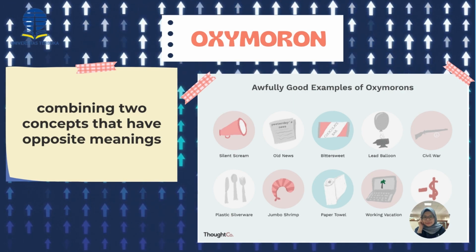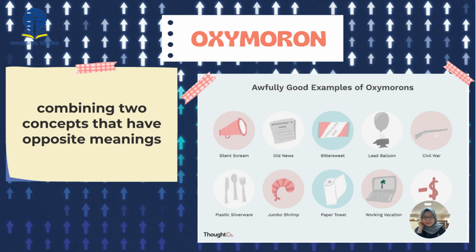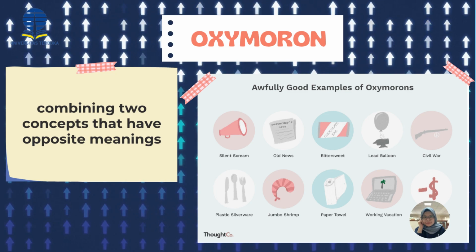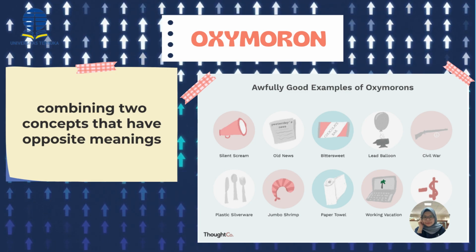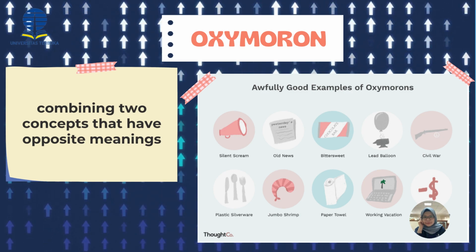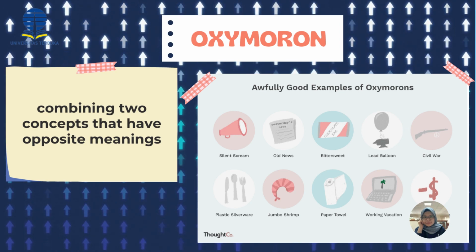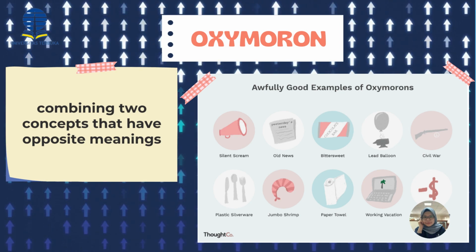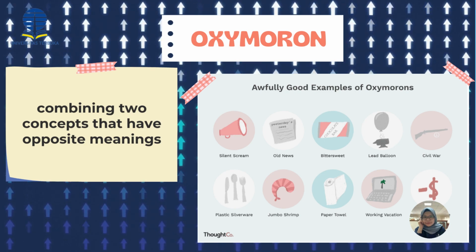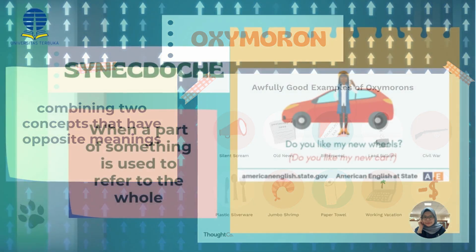Oxymoron. Oxymoron combines two concepts that have opposite meanings in order to create a new deeper meaning that emphasizes the intended message using new constructions seeming absurdity. Texts that include oxymoron should be translated by professional translation services in order to preserve their meaning. Look at the examples of oxymoron here. All of them combine two concepts which have opposite meanings, like silent scream, old news, bittersweet, and so on.